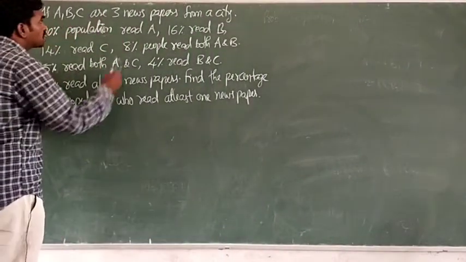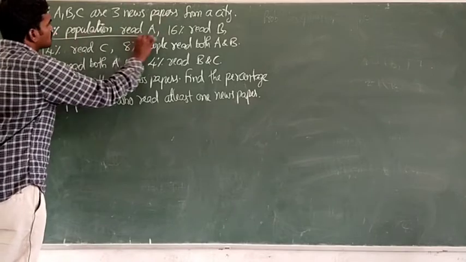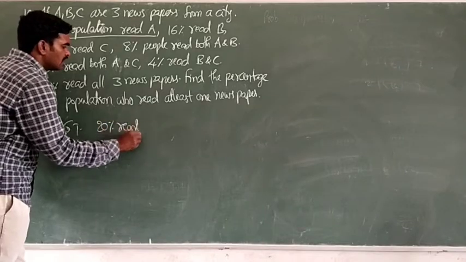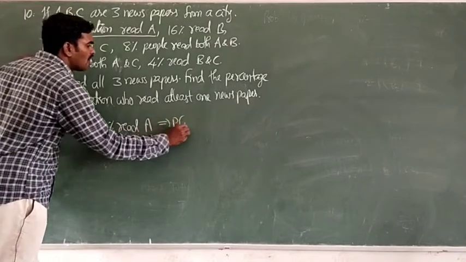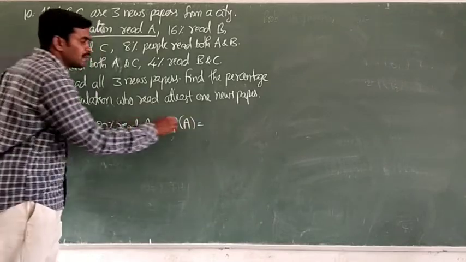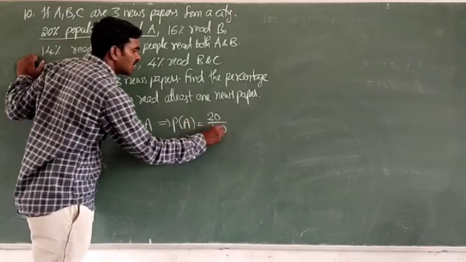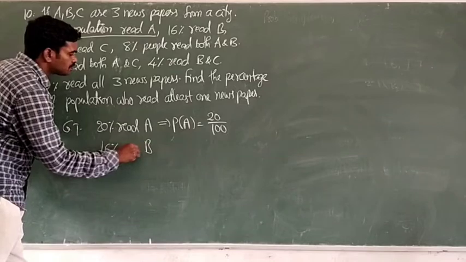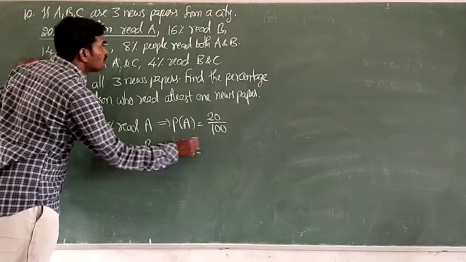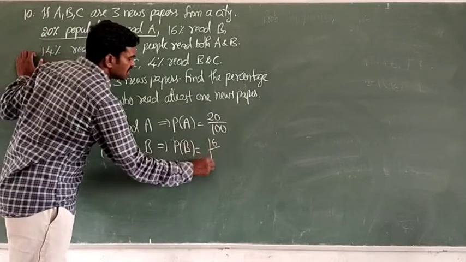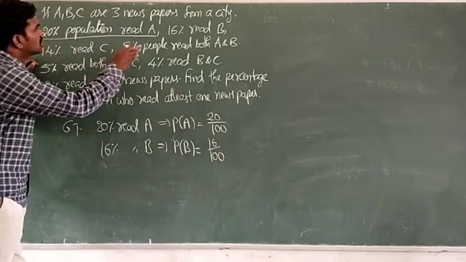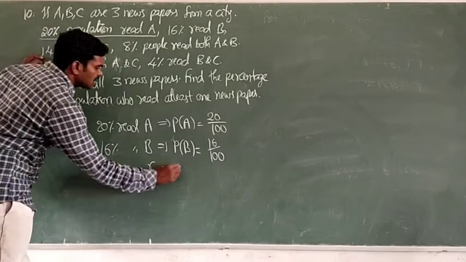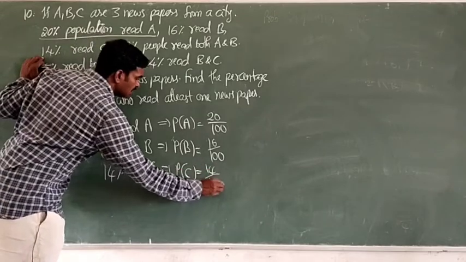First I am writing the given information. 3 newspapers from a city, 20% of the population read paper A. So 20% read A. That means probability of newspaper A is 20 by 100. Very simple. Similarly, 60% read B, that means probability of B is 60 by 100. Very simple problem. Next, 14% read C. That means probability of C is 14 by 100.